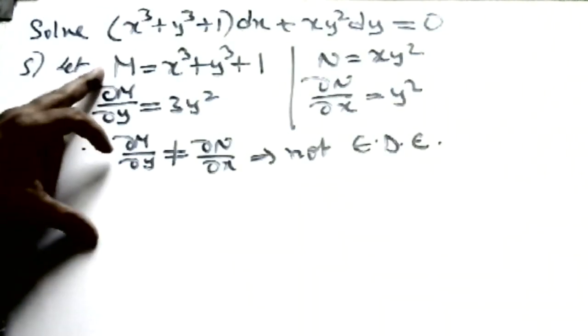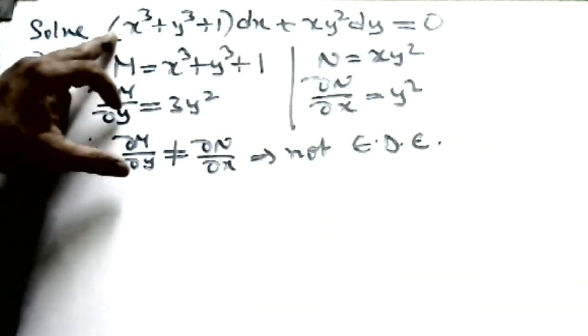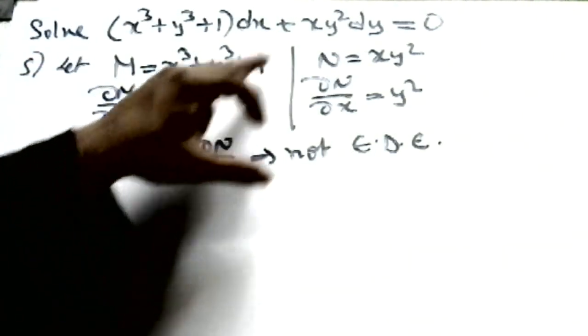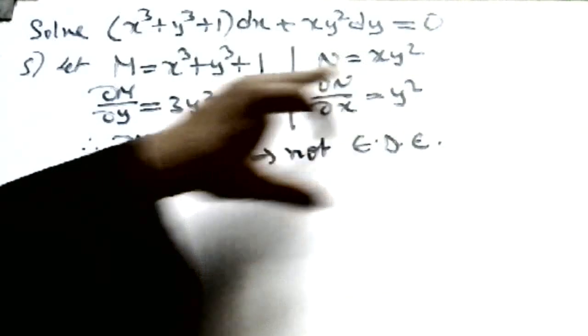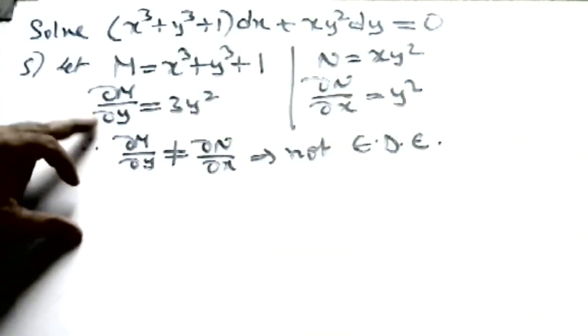Now see here, let me do one question. Already I wrote a few steps here. The value of M is x cube plus y cube plus 1. The value of N is x y square.